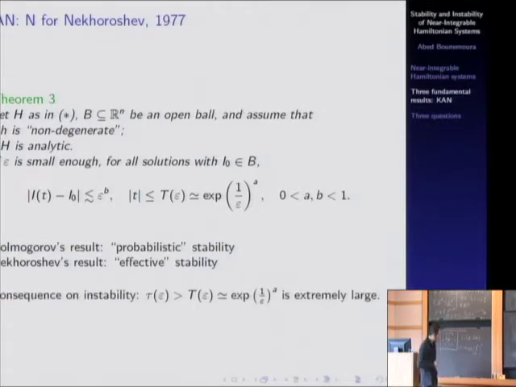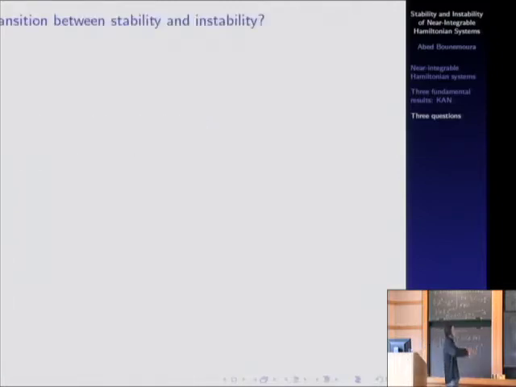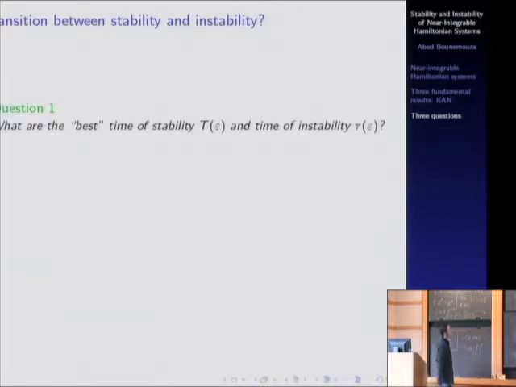Okay? So the consequence on instability is that the time of instability tau epsilon is extremely large. It is bigger than this quantity. Now let me finish with three brief questions, in order of difficulty somehow, maybe. The first one is the transition between stability and instability. Let me explain what I want. It is: what are the best time of stability, capital T of epsilon, and time of instability, tau of epsilon?